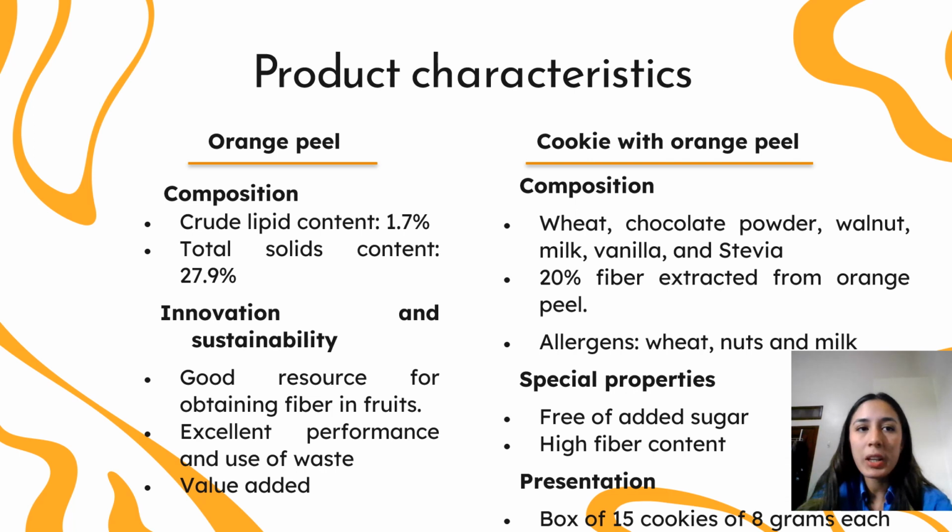The orange peel cookies are composed of wheat, chocolate powder, walnut, milk, vanilla, stevia, and 20% of fiber extracted from the orange peel. They are free of added sugar and high in fiber. It is important to note that these cookies have allergens, being wheat, nuts, and milk.